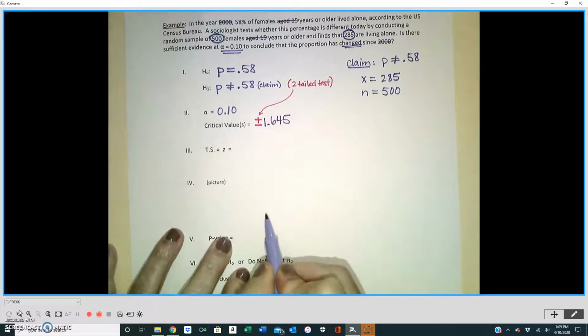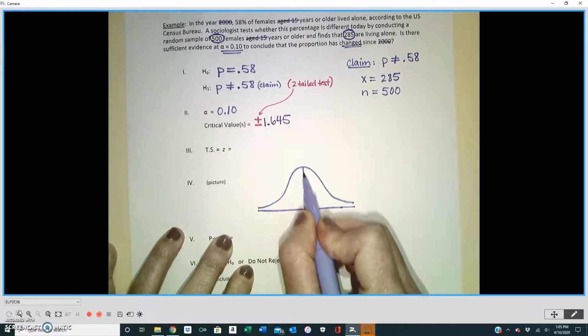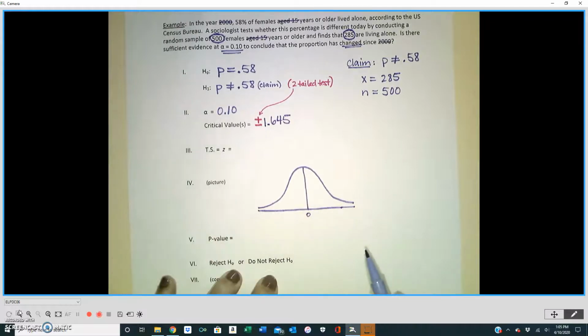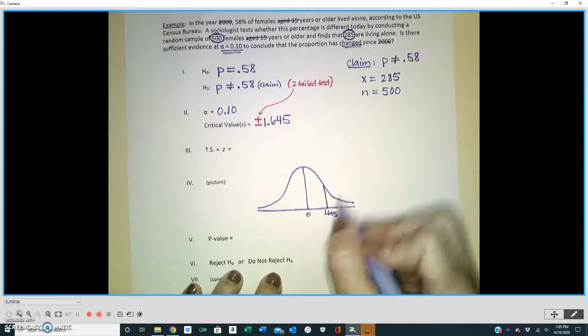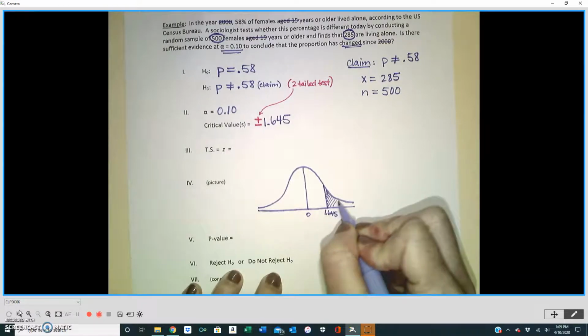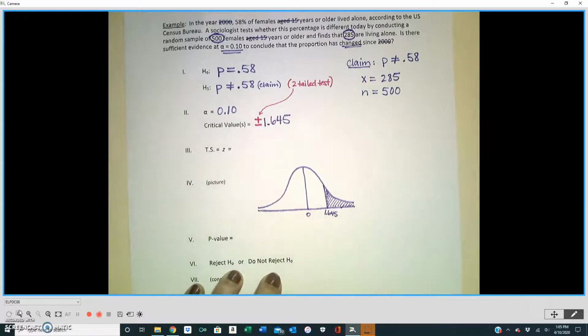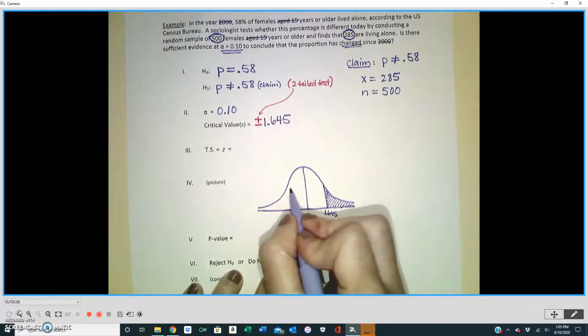And I'm going to go ahead and immediately draw my picture so I don't forget. Try to make it look symmetric if you can. All right, now 1.645 is not way down in the tail, it's kind of about here. Please label underneath. So there's one of the rejection regions. The other one's on the other side, and I'll explain to you why we need two.